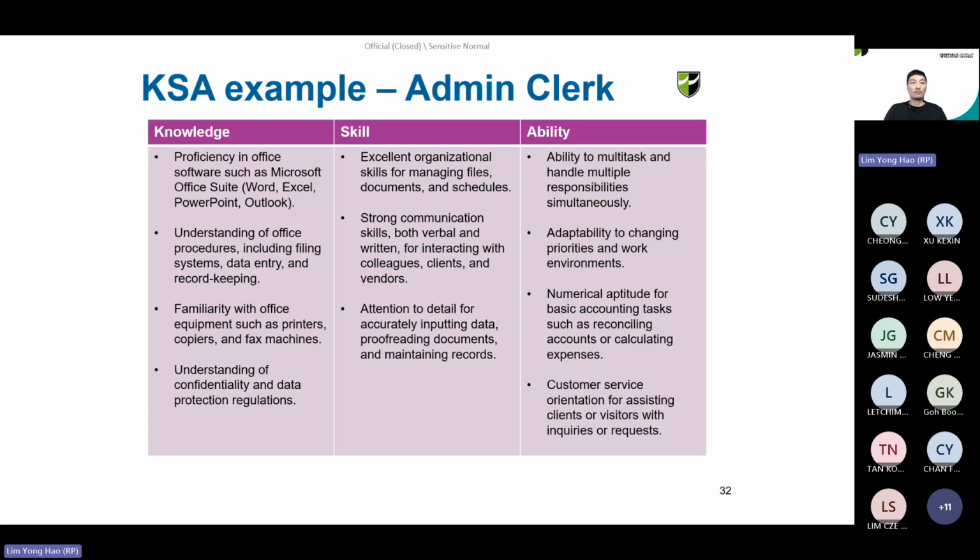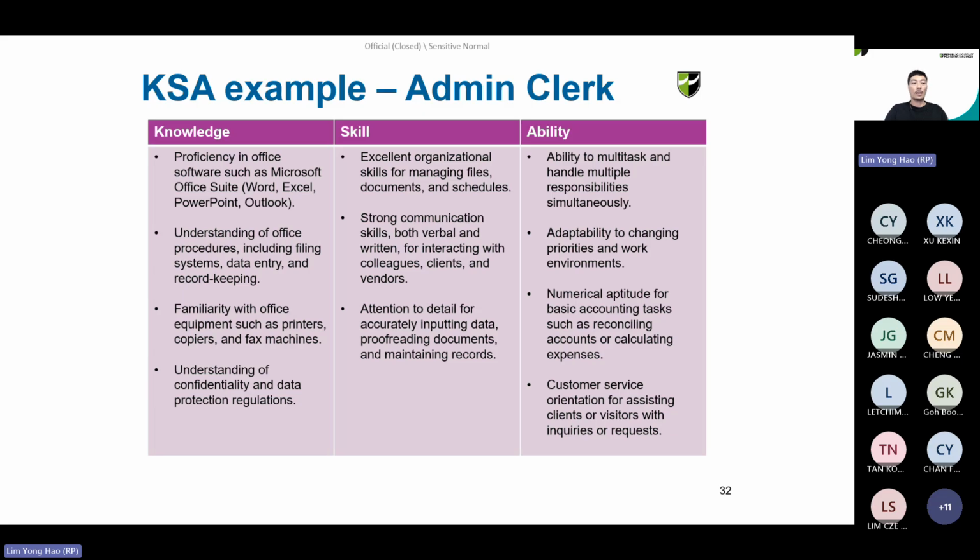And people can pick up these skills from a variety of places rather than only from particular places. Attention to details for accurately inputting data. Ability to multitask, this one, I don't know whether it's possible to learn, or some people are better at dividing their attention. Adaptability to changing priorities, this one may be related to the way people manage stress.